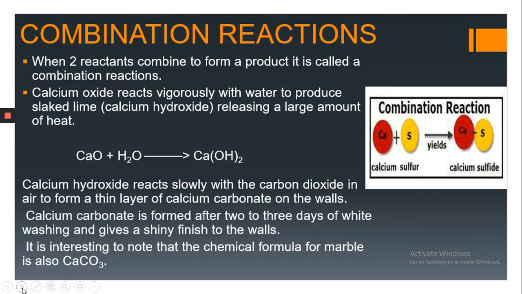What is a combination reaction? The word combination means to combine. So when 2 reactants combine to form a product, it is called a combination reaction. Like calcium oxide reacts vigorously with water to produce slaked lime, that is known as calcium hydroxide, and releases a large amount of heat. So we will represent this statement by an equation.